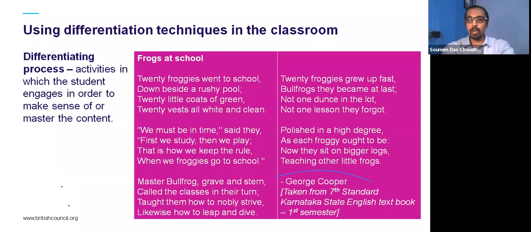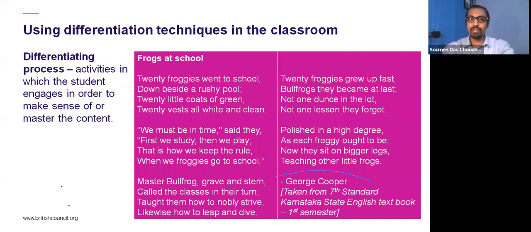This is a nice little poem taken from the 7th standard Karnataka State English textbook by George Cooper. So let's say, as teachers, you have taught this poem in your class to your learners, and now you want to check their understanding of the poem. What kind of different tasks or activities can you think of to check their understanding? Can you please type in the chat box?